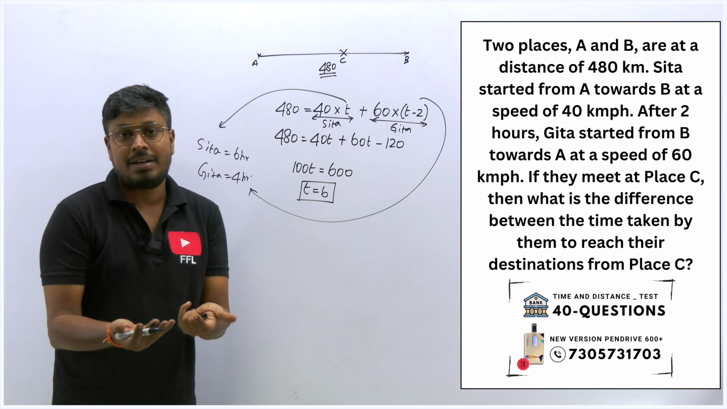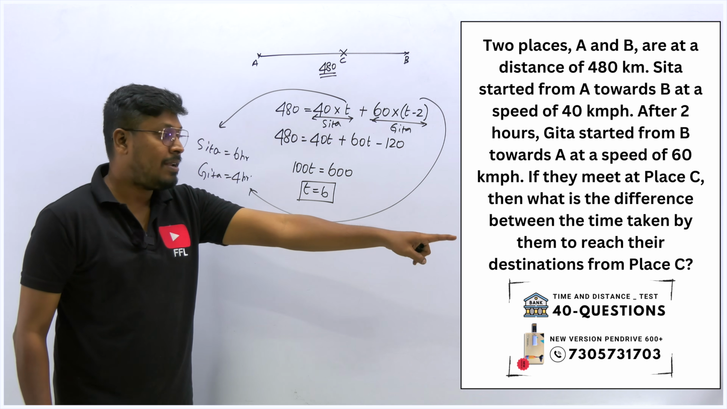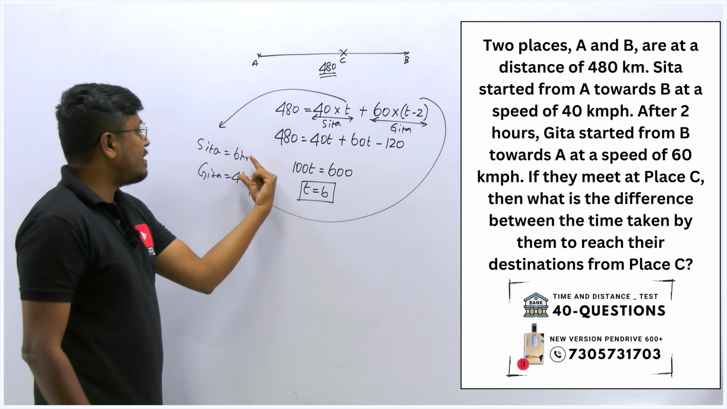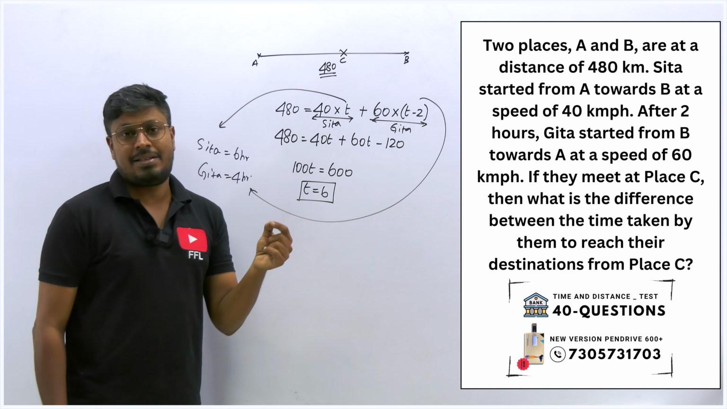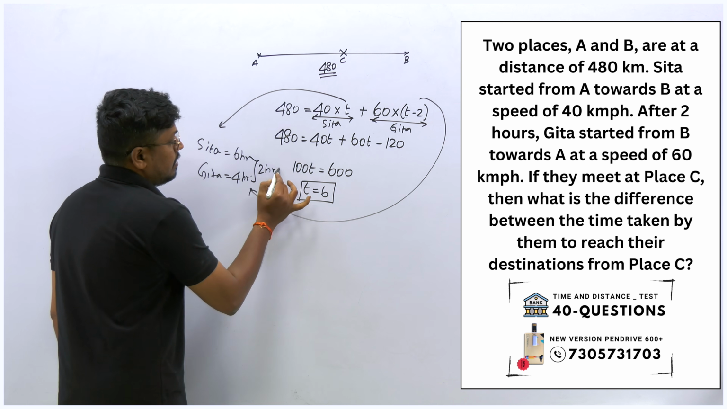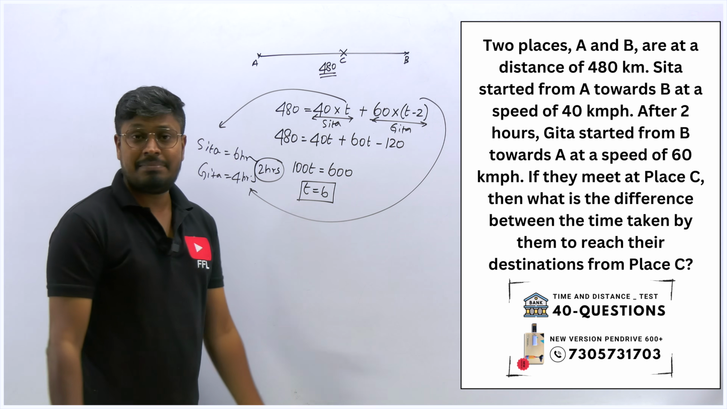That is the meaning of it, because our target is to find the difference between the time taken by them to reach their destination from place C, right? So this is the time taken to reach that point. We need to find only the difference. So the difference is 2 hours. Both the difference in timing is 2 hours. That's it. Very simple question.